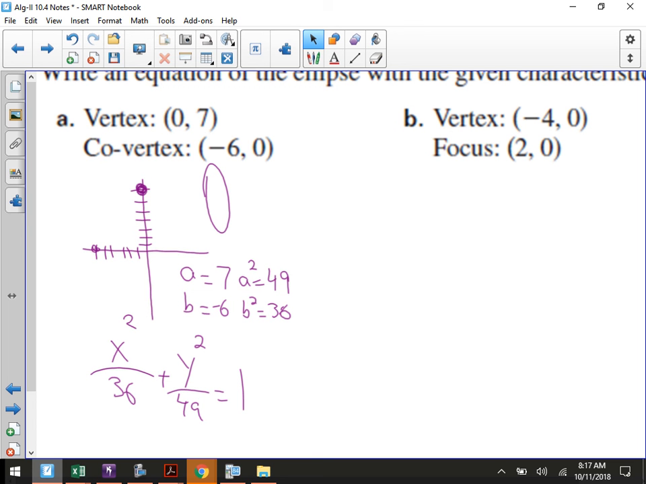You guys do the next one. -4, 0 for a vertex. Focus at 2, 0. Give that one a shot.